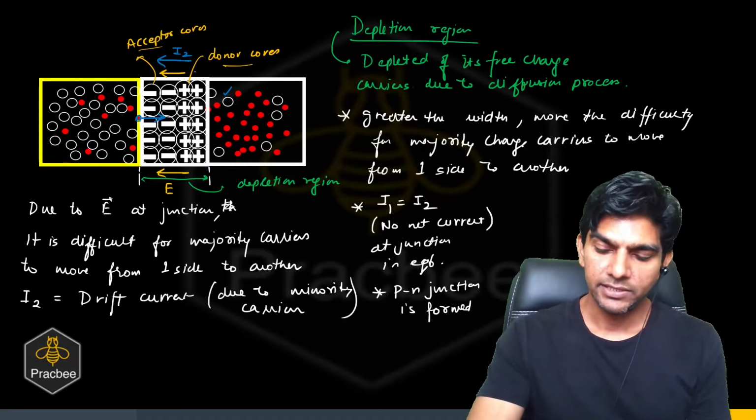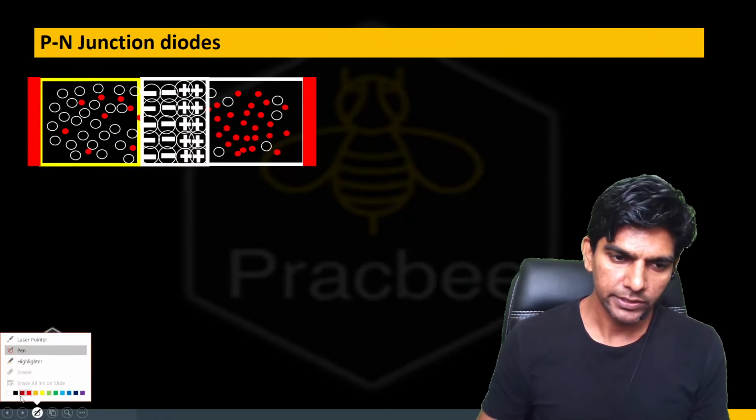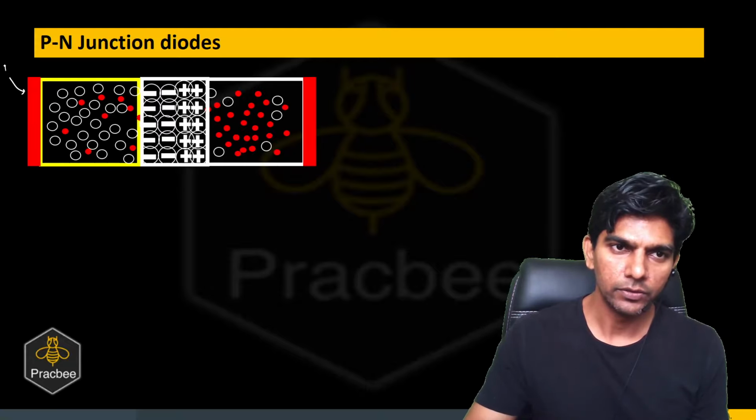Got it? So now let us see what is a PN junction diode. If you provide some metallic contacts at the end, so these are metallic contacts.